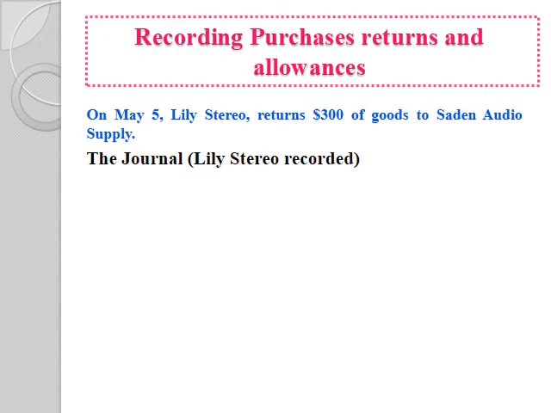Recording purchases returns and allowances. We said returns and allowances is a reverse account. Purchases' normal balance is debit, so returns (المردودات) and allowances (المسموحات) are the opposite of the same account. Therefore purchases is debit, so returns and allowances is credit.